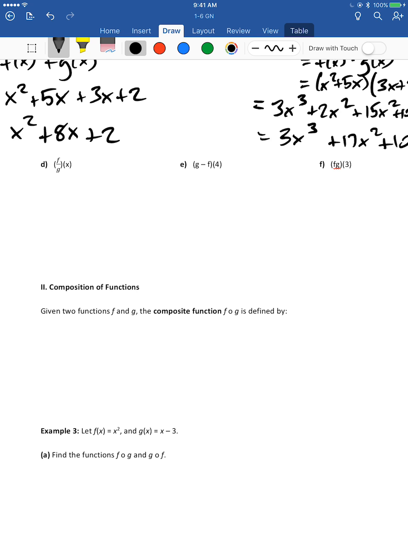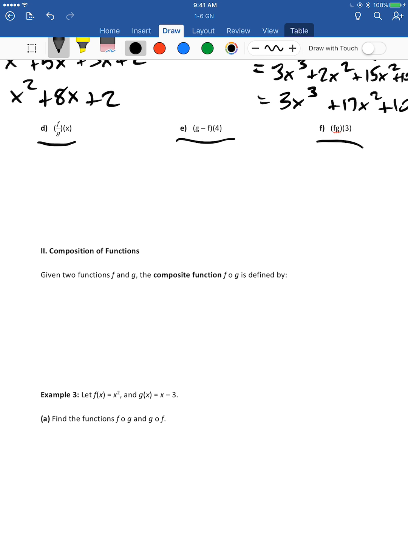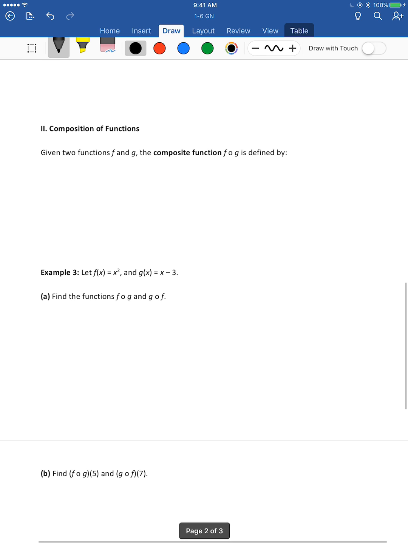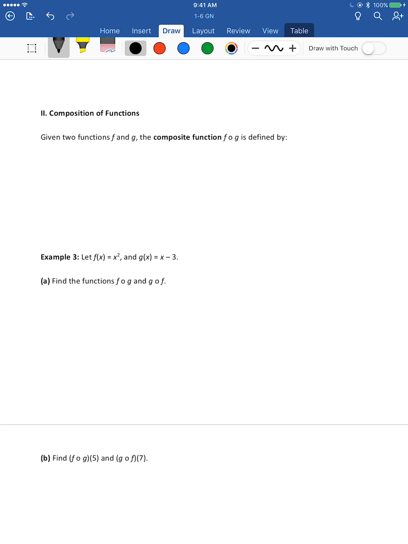If you'd like, go on ahead and try D, E, and F on your own. We can talk about those in class when we talk about this section. Of course, you can also come in before then, before or after school, or during lunch, if you have questions that you need answered right away. So that was it for adding, subtracting, multiplying, and dividing functions.